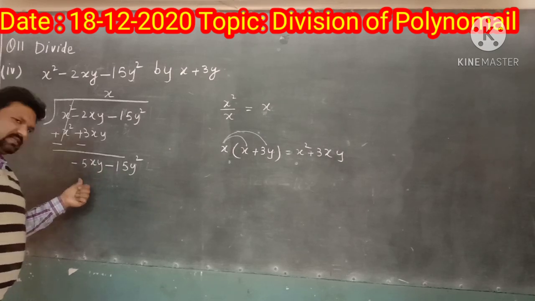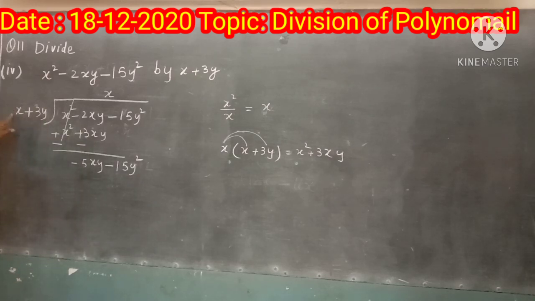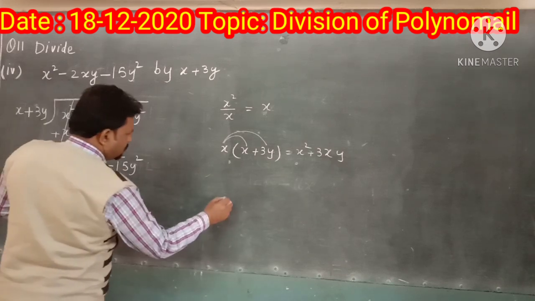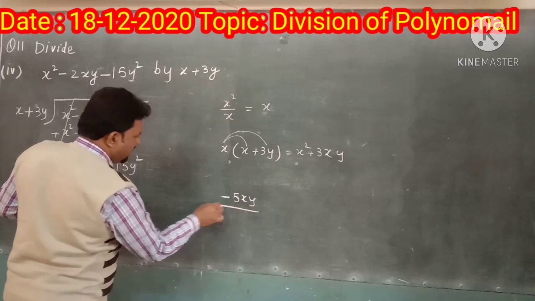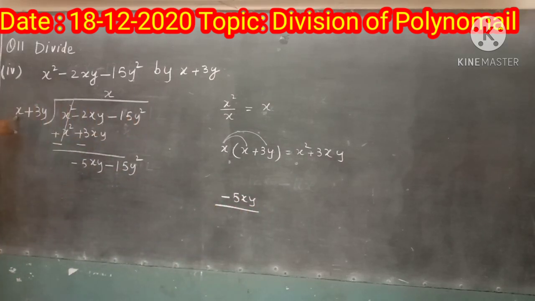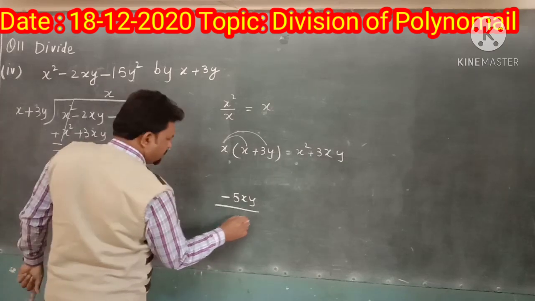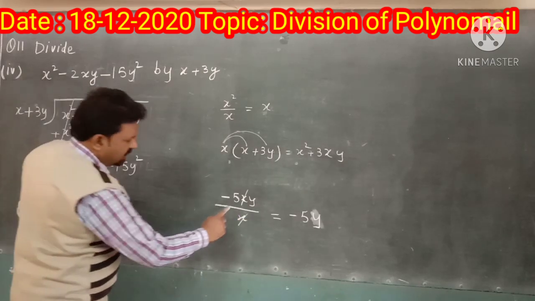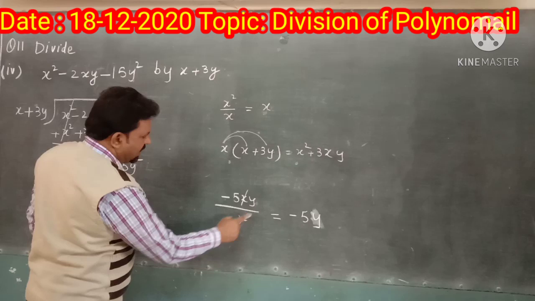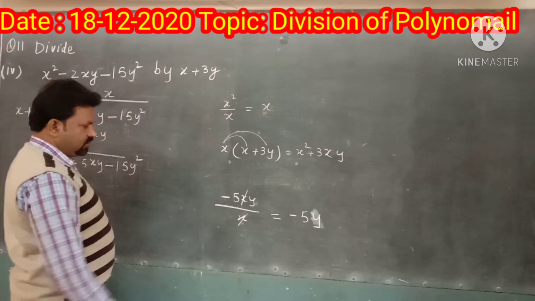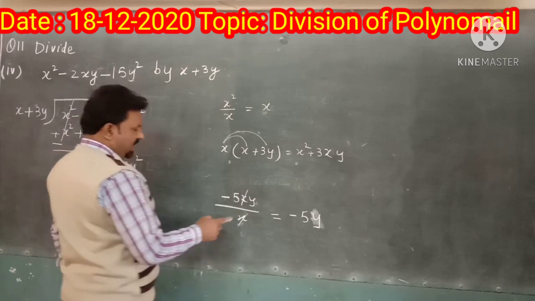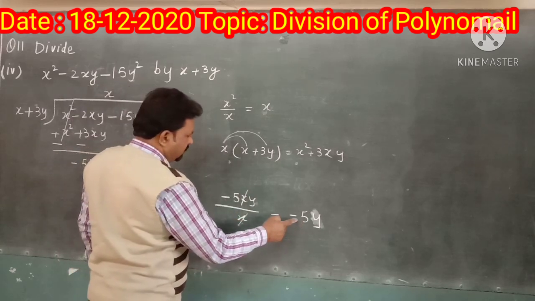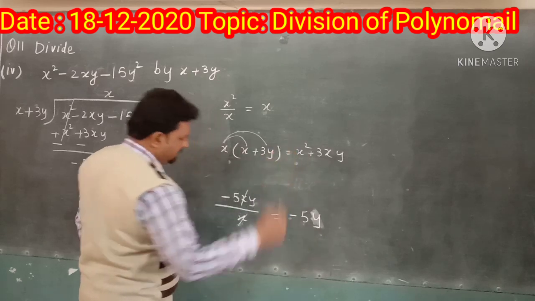Okay, in the next step we will again take the first term of the dividend, that is minus 5xy, and divide it by the first term of the divisor, that is x. So now we will divide minus 5xy by x. This x and this x will cancel with each other, and the result will come equal to minus 5y.